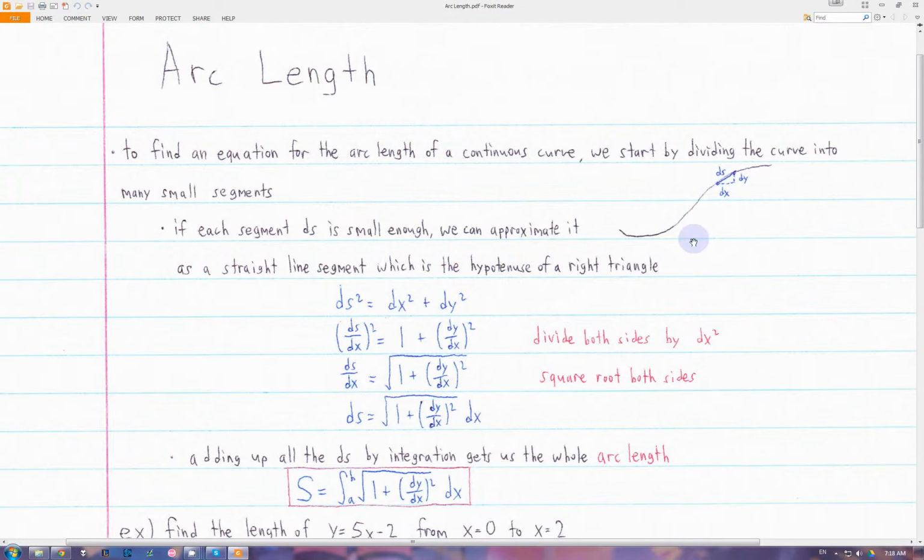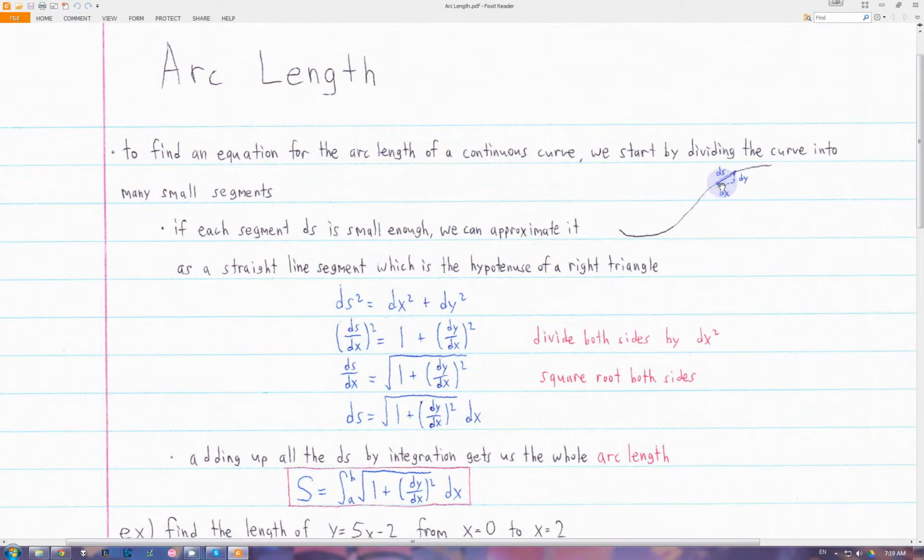So if we want to find the arc length of a curve, just how long this line is, then we can start by dividing the curve into infinitely small segments. And if we make each of these segments, which we'll call ds, small enough, then we can approximate them as a straight line.